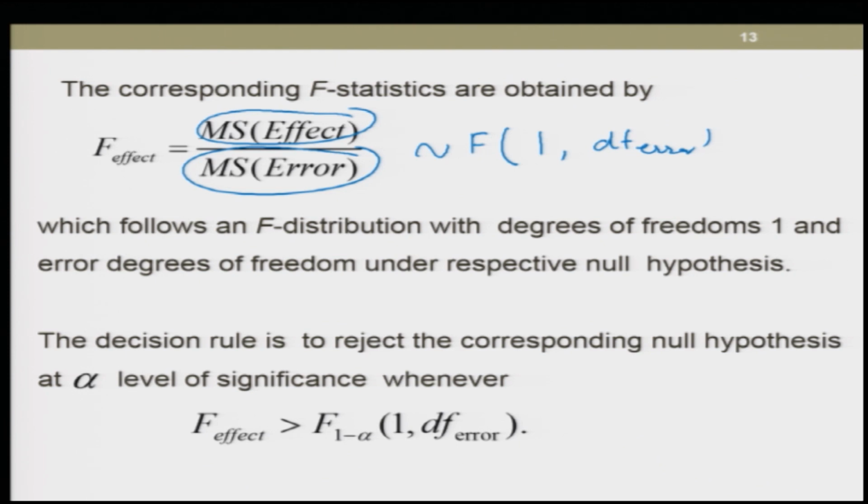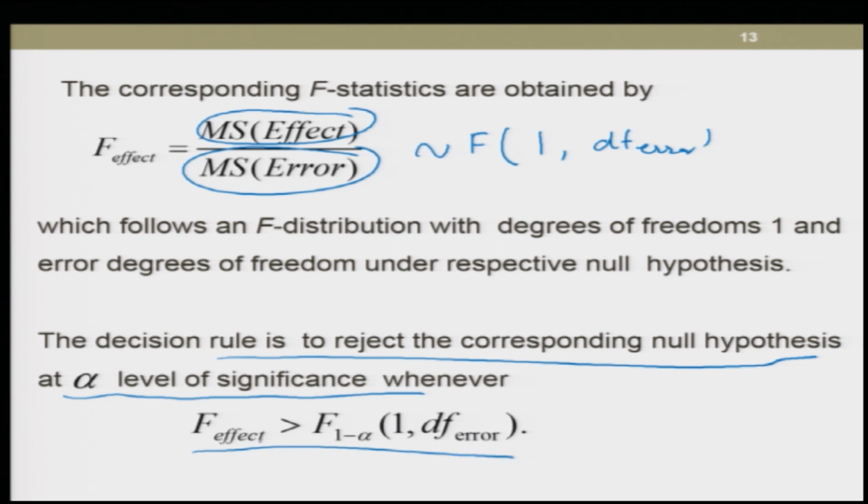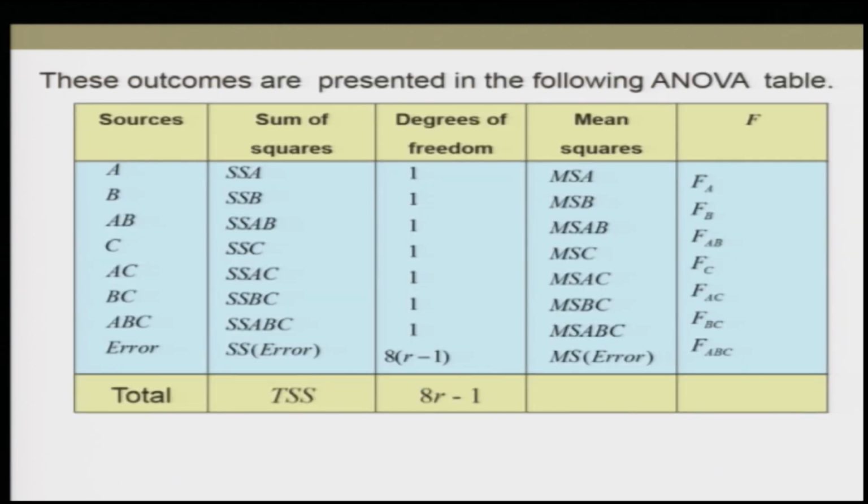So, based on that I can say that the decision rule is that we reject the corresponding null hypothesis at alpha level of significance whenever this calculated F is greater than the tabulated F which is obtained here. So, these are pretty straightforward things, and all these calculations can be arranged in the ANOVA table, where there are 8 sources: A, B, C, AB, BC, AC and ABC here.